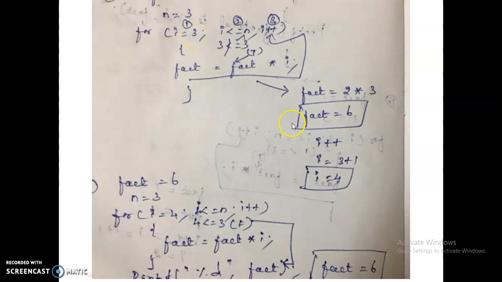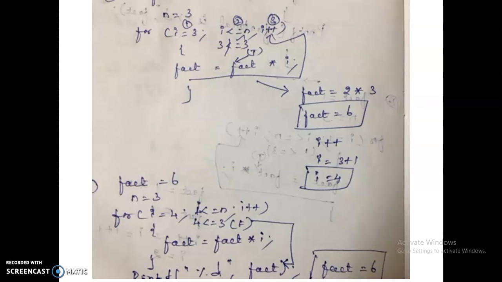Here the value of fact is 6, the final result is 6, and n is 3. So here in the fourth iteration, the value of i is rearranged to 4. The condition is checked here: 4 less than or equal to 3. No, it is false, so it does not enter the body of the loop. It goes to the statement next to the curly brace. The statement printf with %d and fact is executed. The value of fact is 6, so the value 6 is printed on the screen, and it will stop the execution of the program.